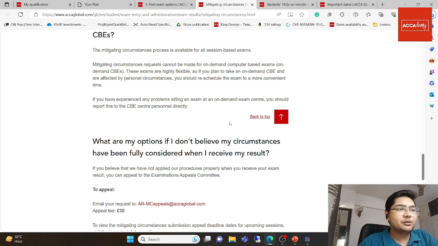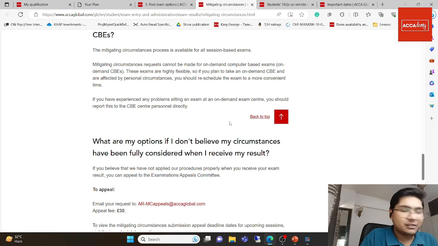So you can file mitigating circumstances telling ACCA that my exam performance was affected due to certain factors, and I would want you to keep this in mind when you are checking my paper or when you are providing me the result. ACCA is very thoughtful that they have made it easy for students that if the student has faced any issue that has affected their performance, we shall be there to help them. So that is something very good.